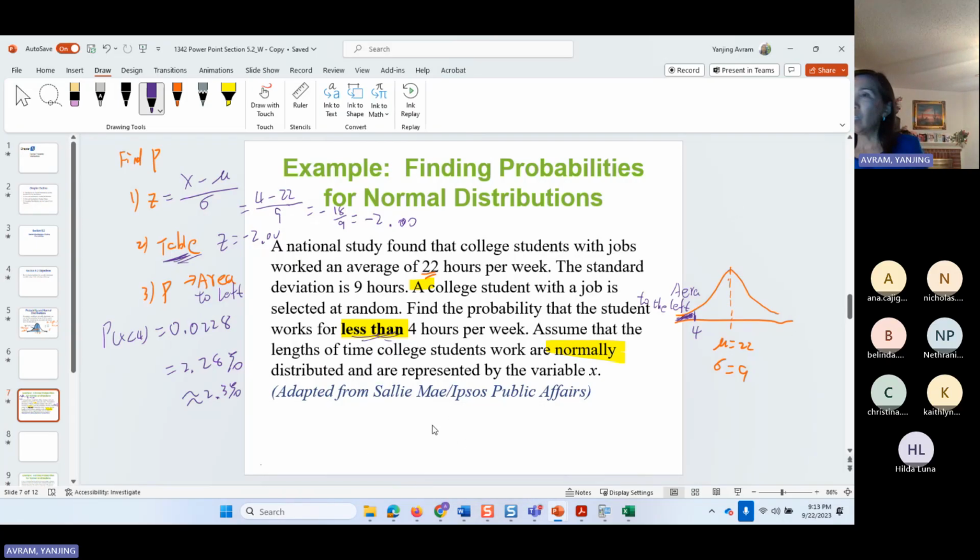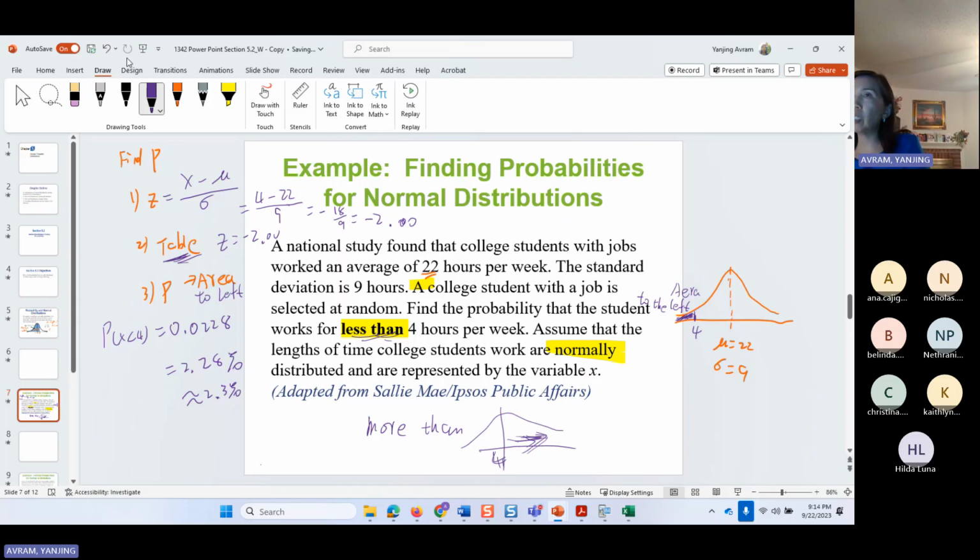So thank you. Yeah. So that is this one right here. So we need to identify which area we're looking for. If you have a less than, it is area to the left. And if you have a more than, okay, what does more than mean? More than is greater than, right? So greater than will be area to the right. So if this is 4, more than 4 will be area to the right.